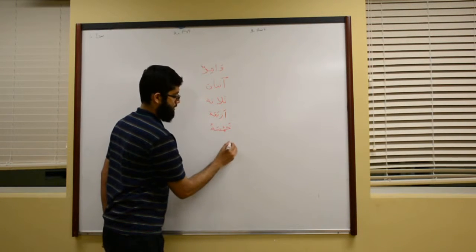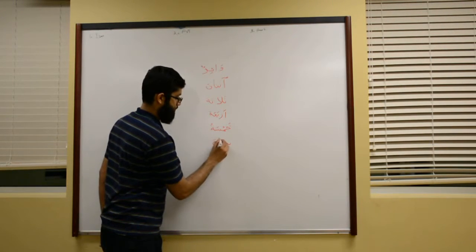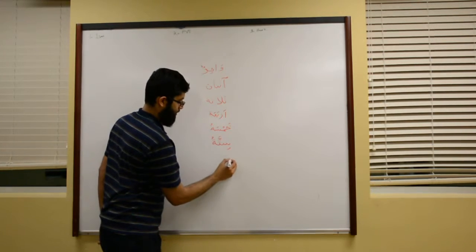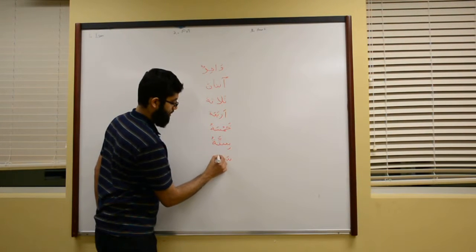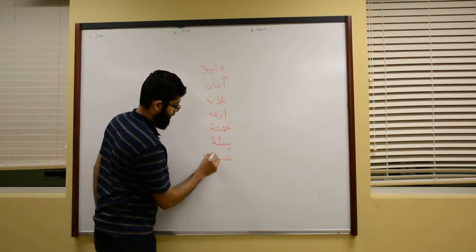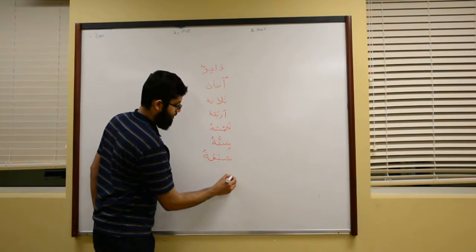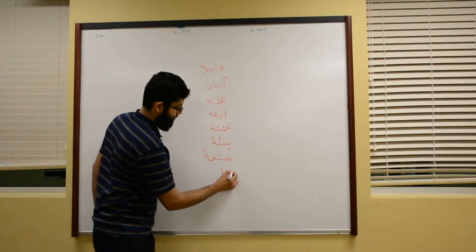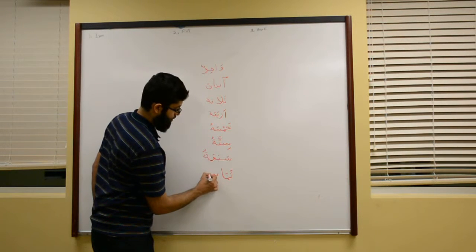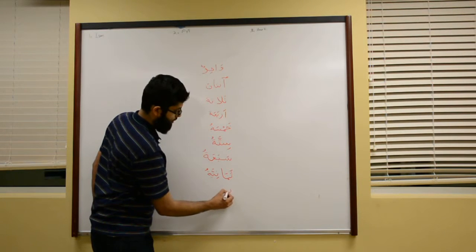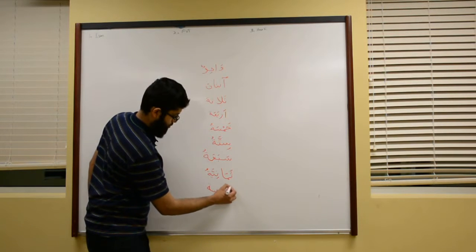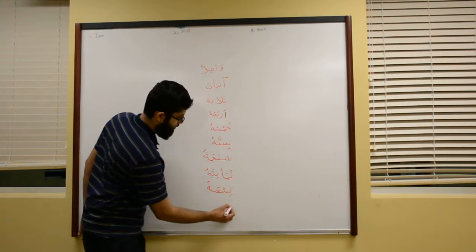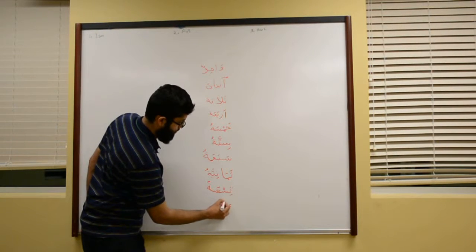Sittatu. What's 7? Sab'atu. And then what's 8? Thamaniyatu. Tis'atu. And then 10? Ashratu.